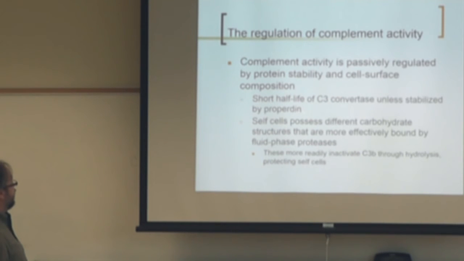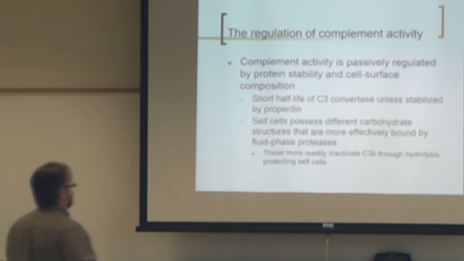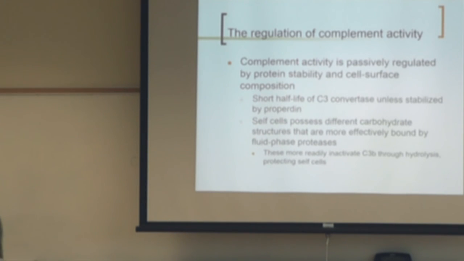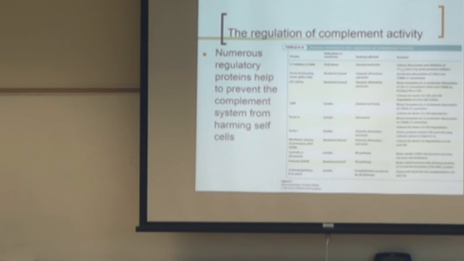So there is a short half-life of C3 convertase unless stabilized by properdin. Properdin has a higher affinity for non-self cells. Self cells possess different carbohydrate structures that are more effectively bound by fluid-phase proteases. So we kind of cover our cells in other proteins so that they aren't sticky for these guys. And these are more readily inactivated, C3b through hydrolysis, protecting cells. So that's another way.